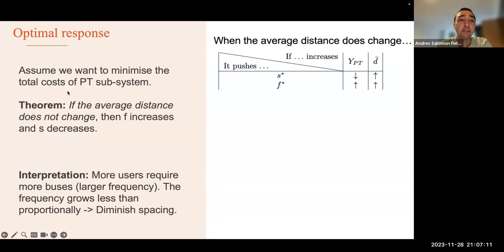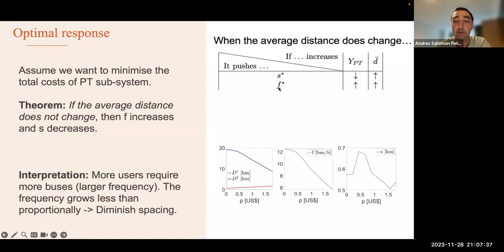So this is when the average distance does not change, but that's not necessarily true, right? Because we are attracting users from both sides, cars and walkers. So what happens in total? Well, if the number of users increases, this is exactly what we said here. If the average distance increases, both spacing and frequency should increase. Spacing because now the speed is more important, and frequency because we have more passenger kilometers.